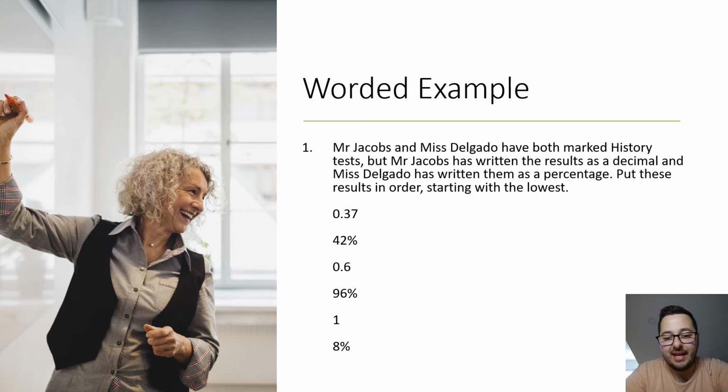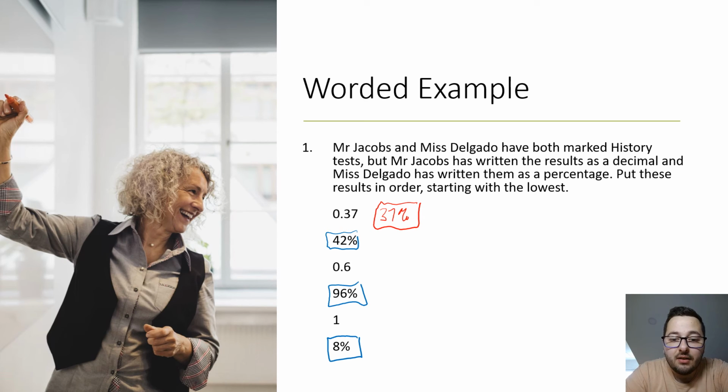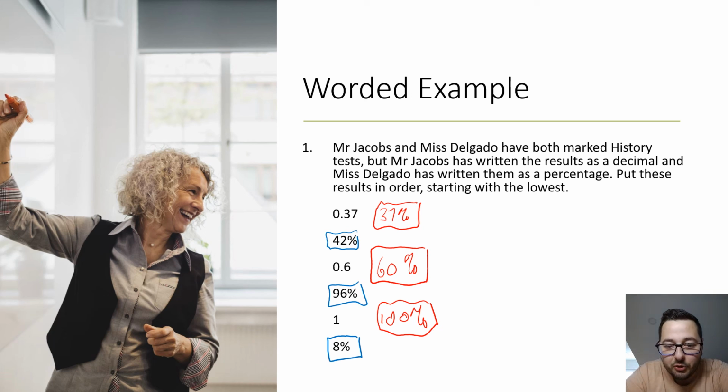Okay, well what we want to do here is make sure that they're all in the same form. So why not make them all a percentage? So these ones that are percentages are already done, so we can leave them. So let's just do these other three. So 0.37 is going to be 37%. And 0.6 is going to be 60%. And just 1 is the same as 100%.